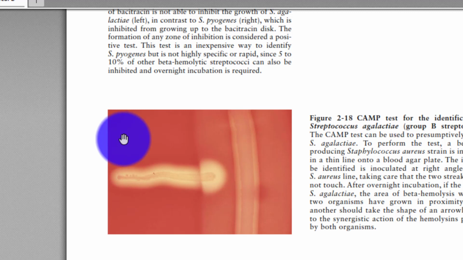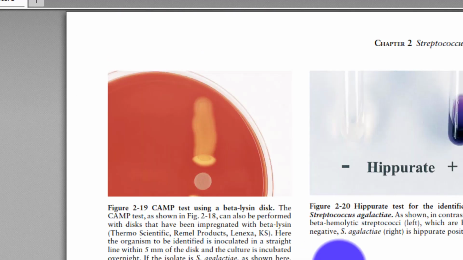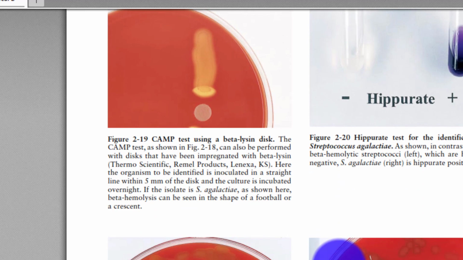A CAMP test can be used for presumptive identification of Strep agalactiae. To perform the test, the beta-lysin producing Staphylococcus aureus strain is inoculated in a thin line onto the blood agar. The isolate to be identified is inoculated at a right angle to the Staph aureus line. Take care that the two streaks don't touch. After overnight incubation, for Strep agalactiae, the area of beta hemolysis where the two organisms are in proximity to one another should take the shape of an arrowhead of beta hemolysis. CAMP test using beta-lysin disc.